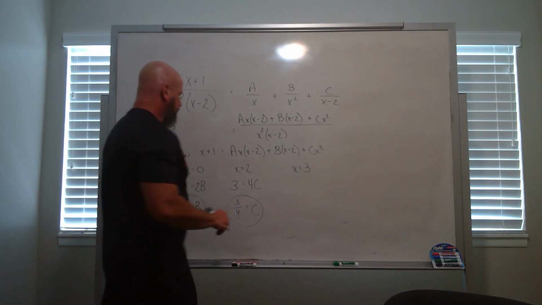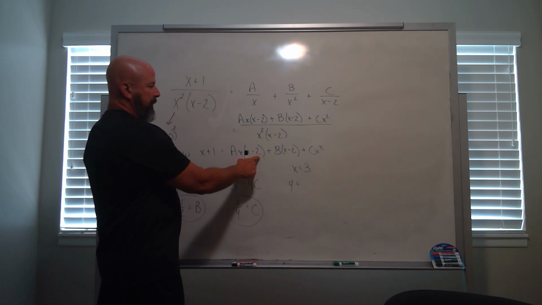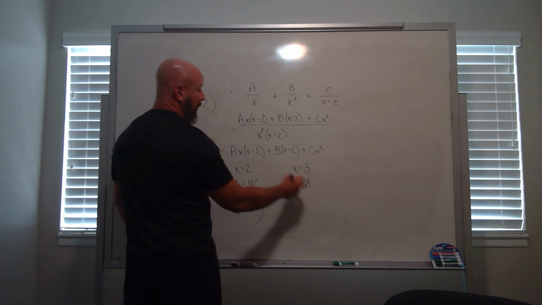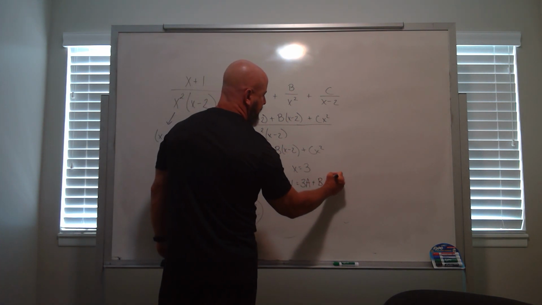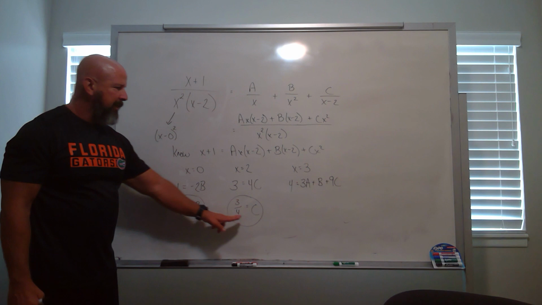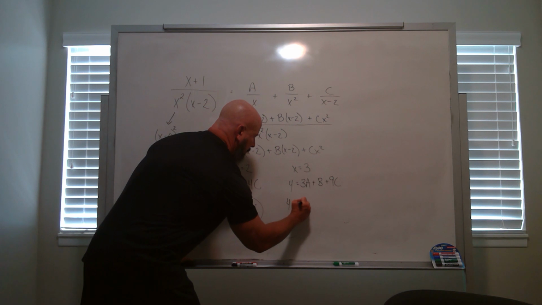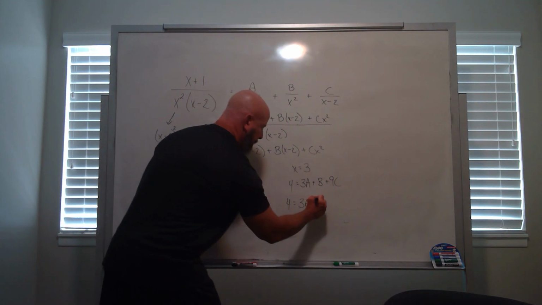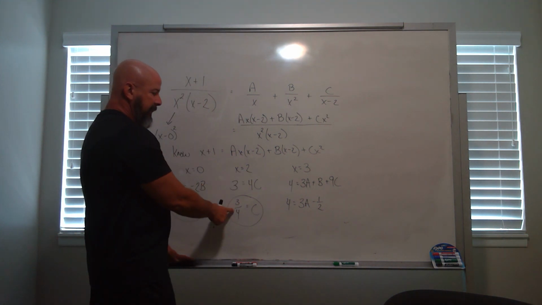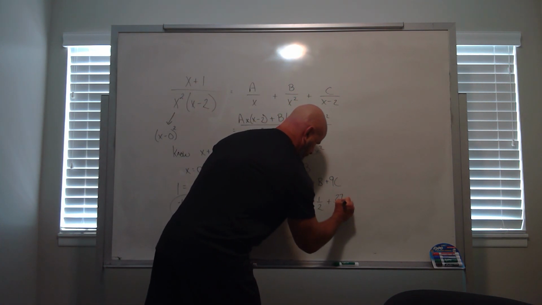So if x is 3, I'd have 4 on the left side, 3 plus 1. Over here, this 3 minus 2 is 1, times 3 is 3A. 3 minus 2 is 1, so plus B. And 3 squared is 9, so 9C. It looks like I'm in a little bit of trouble, but I do know B and C already. So I can sub those in. So I would have 4 equals 3A minus 1/2, that was B. And then C is 3/4, so 9 times 3/4 is 27/4.